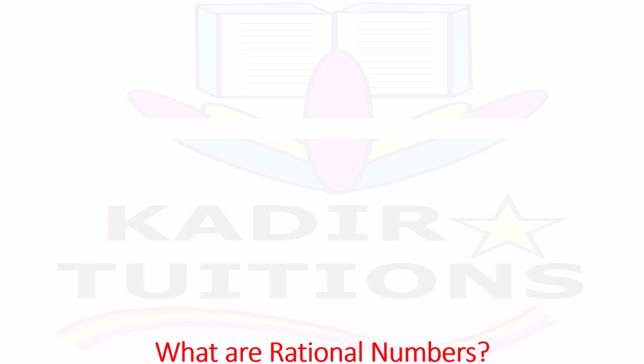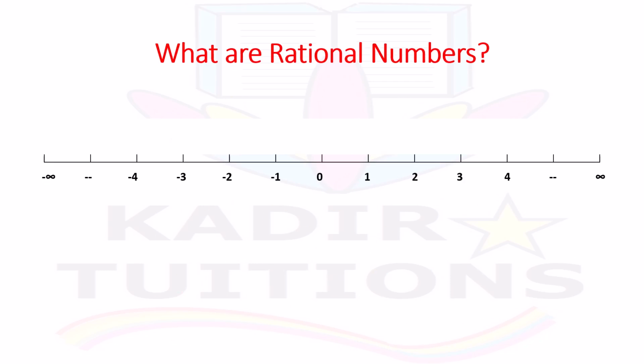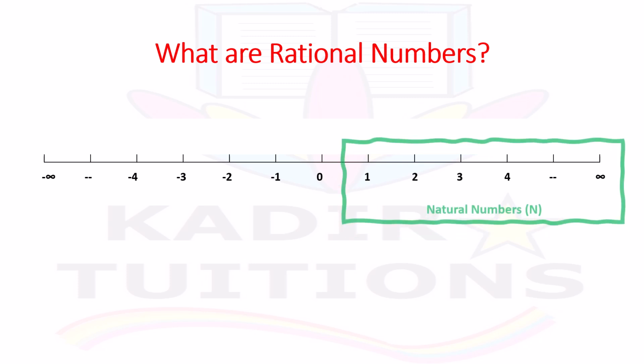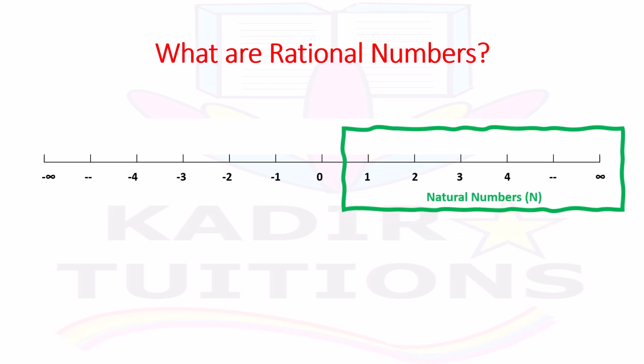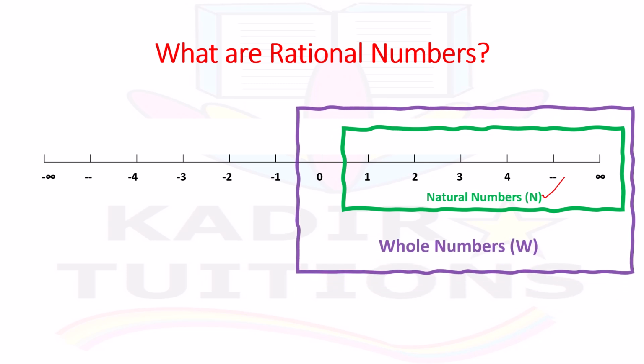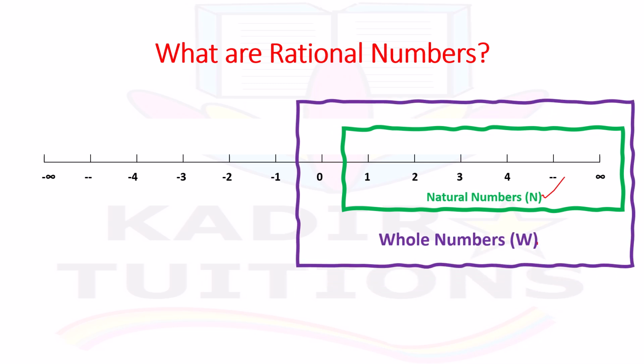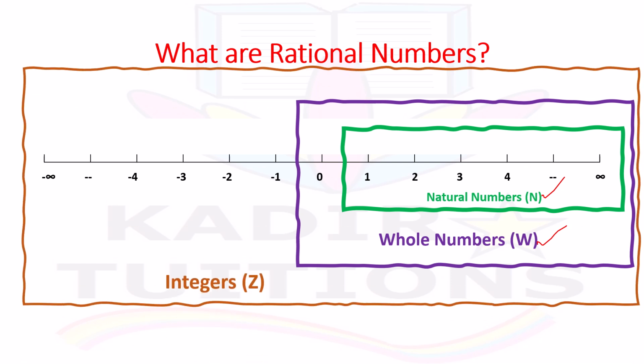So what are rational numbers? In this number line, I have specified from minus infinity to plus infinity. Among these, 1 to infinity is known as natural numbers, specified using the capital letter N. Along with natural numbers, if we add 0, they are known as whole numbers, specified using W. Along with whole numbers, if we add the negative numbers, they are known as integers, using the letter Z.